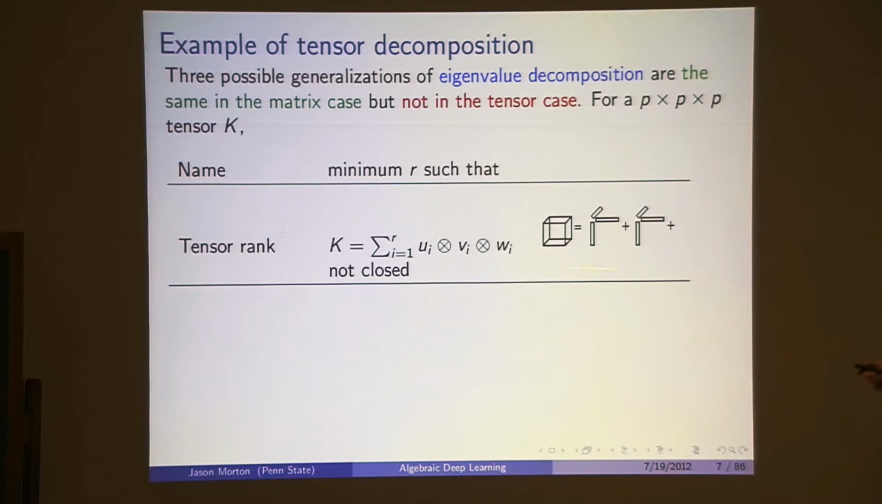That's very nice. In the matrix case, that's a closed set. In the tensor case, that's not even a closed set. So if you try to find the best low-rank approximation, that's not even going to be well-defined.